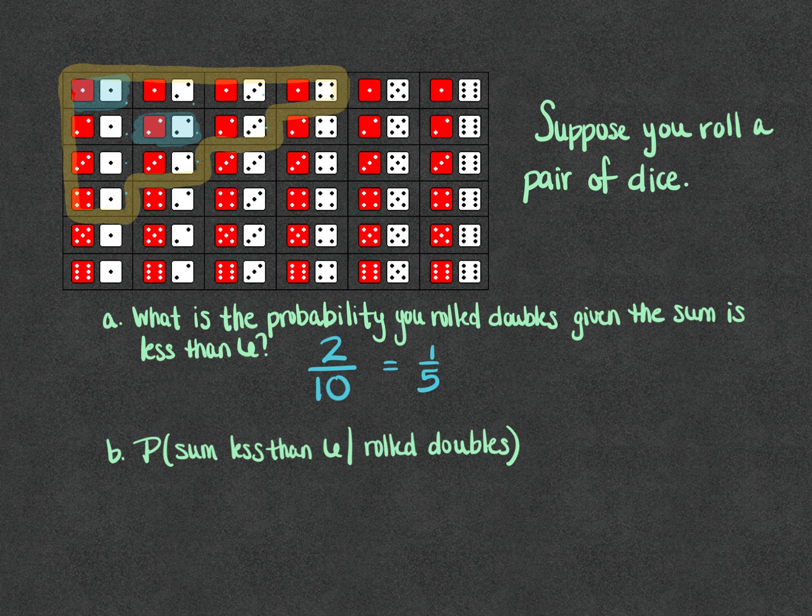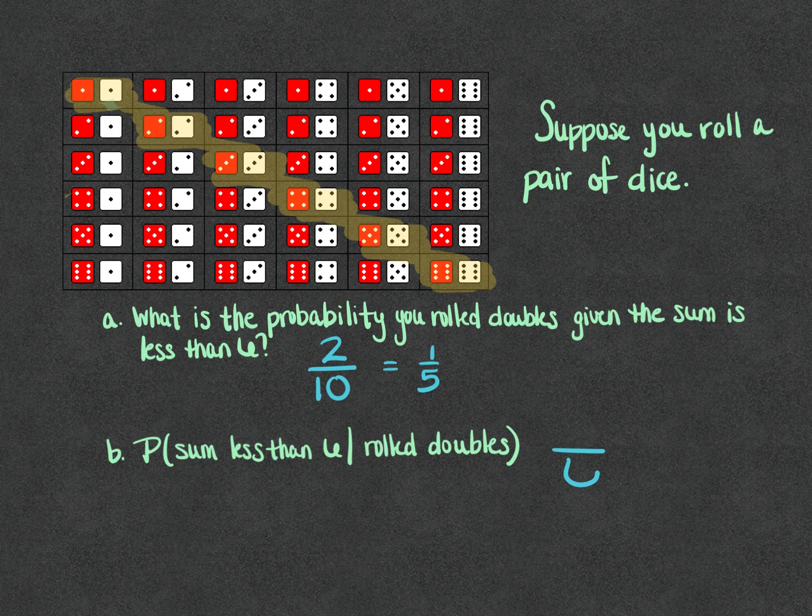I'm going to erase my highlighting here so that we can work on the next problem. Okay, so the second problem looks similar, but it is actually stated in the opposite way. So what is the probability the sum is less than 6, given that I rolled doubles? So this time we know we rolled doubles. Here are my sets of doubles right there. There are 6 sets of doubles to be precise, so out of 6.